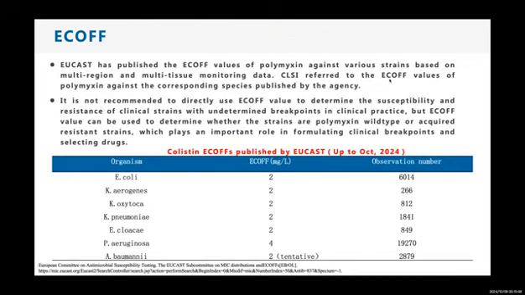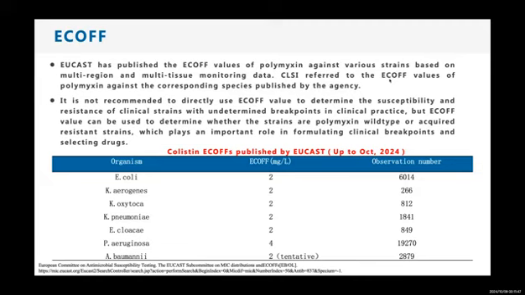If we want to set rational clinical breakpoints, we must come to see the ECOFF. Firstly, ChiCAST has published the ECOFF values of polymyxin against various strains based on multi-region and multi-tissue monitoring data. CLSI can refer to the ECOFF values of polymyxin against the corresponding species. It is not recommended to directly use the ECOFF value to determine the susceptibility and resistance of clinical strains with undetermined breakpoints in clinical practice, but the ECOFF value can be used to determine whether the strains are polymyxin wild type or acquired resistant strains, which plays an important role in formulating clinical breakpoints.